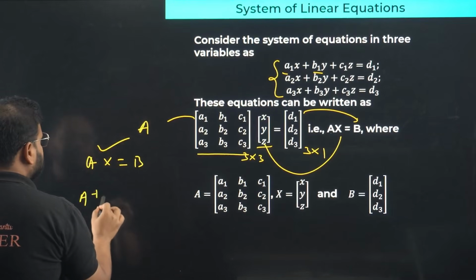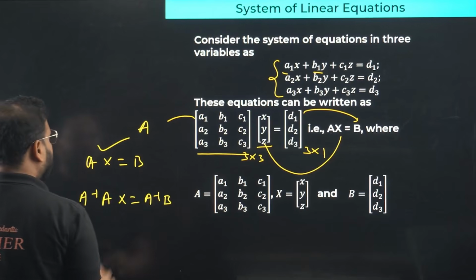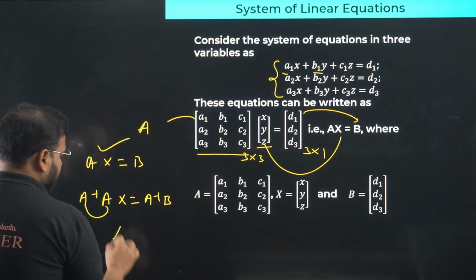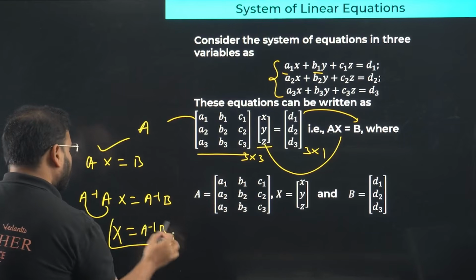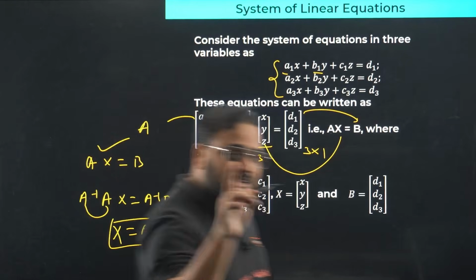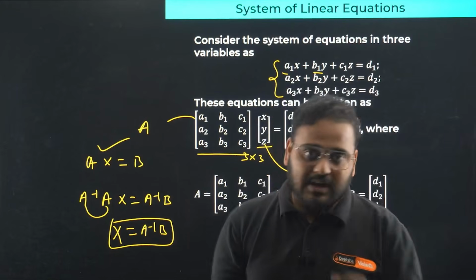Multiply A inverse on both sides: A inverse A, X as it is, and A inverse B. So this will become I, which I can ignore. X equals A inverse B. To find the X value, simply find the inverse of A and then multiply that with B.